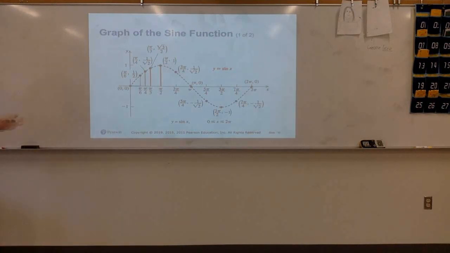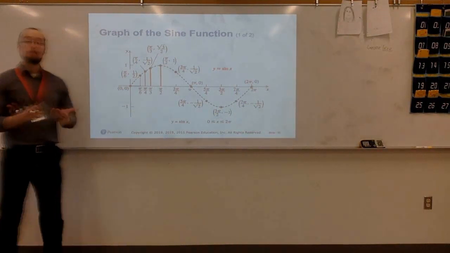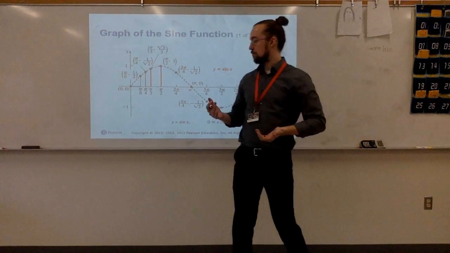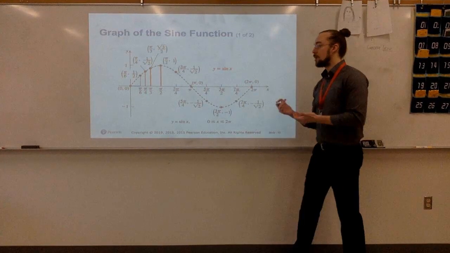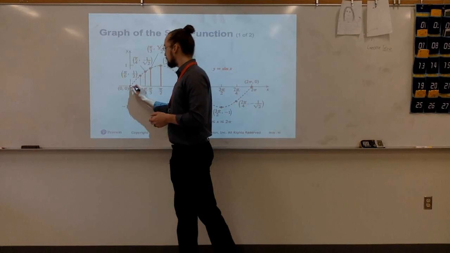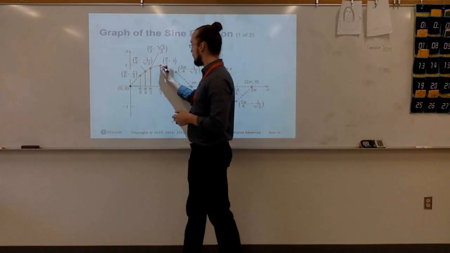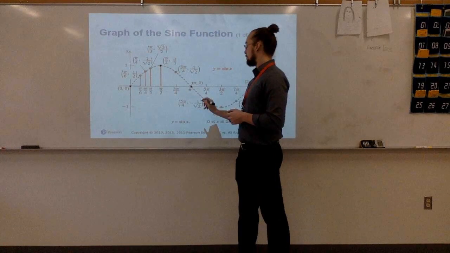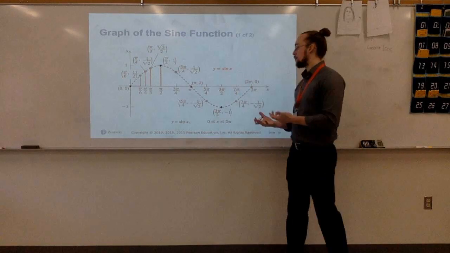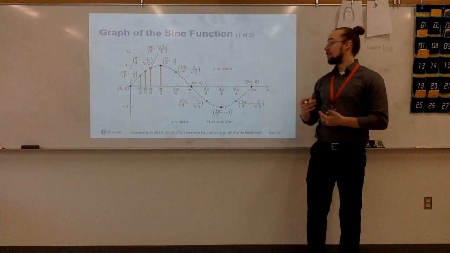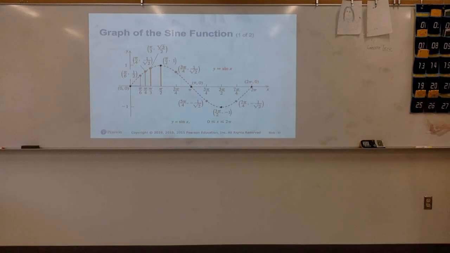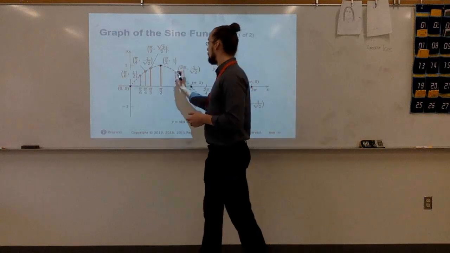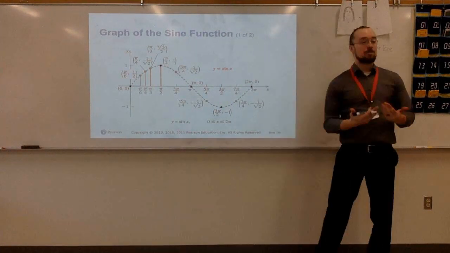Okay, so this is one period. One period means it's going to repeat after this. Okay, so from 0 to 2 pi, we start at 0, 0, and then the key points are the maximum here at pi over 2, 1, x-intercept at pi, 0, minimum at 3 pi over 2, negative 1, and then another x-intercept at 2 pi, 0. So we really need to understand that one period of the sine curve has this shape.